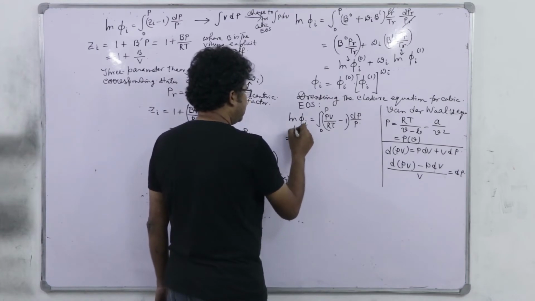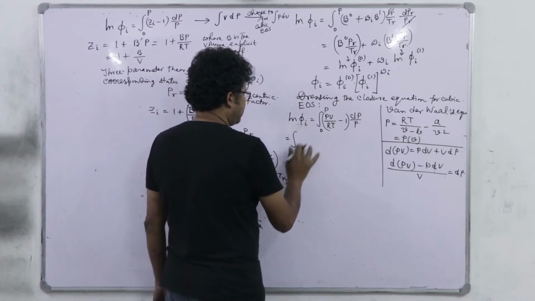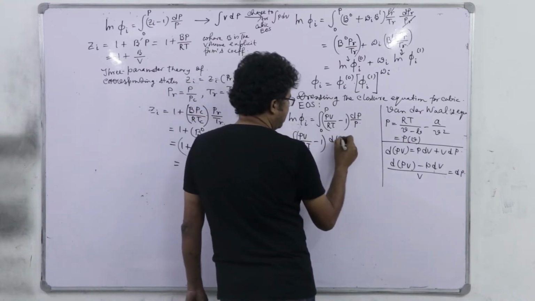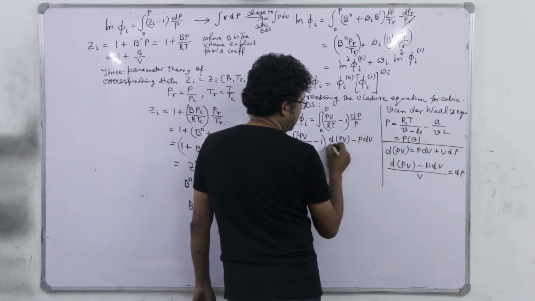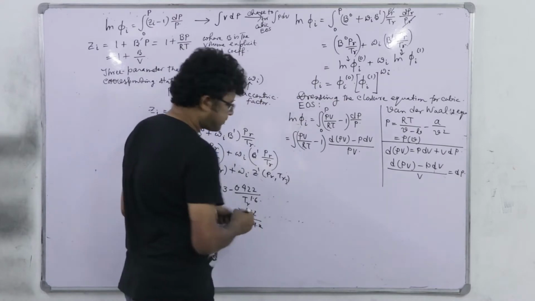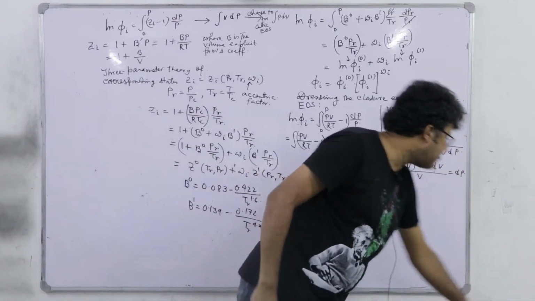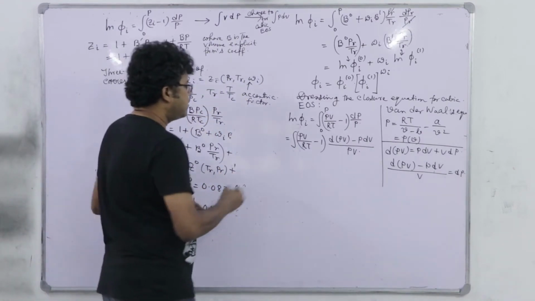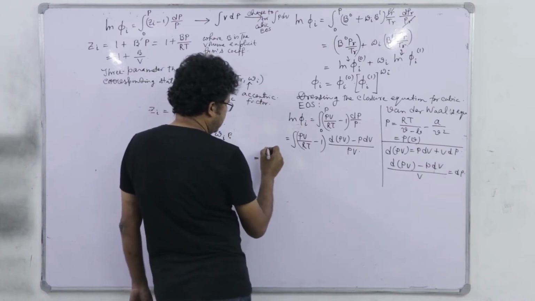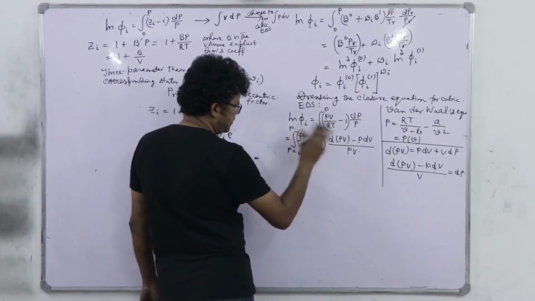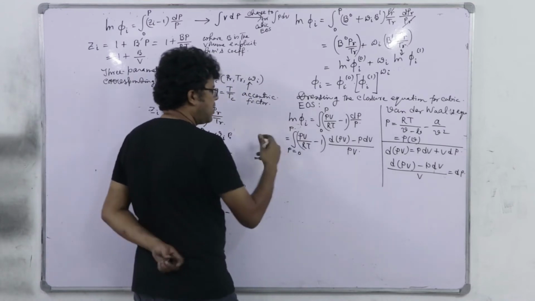So, if you do that from 0 to P, or let us not put the limit right now, PV by RT minus 1 d of PV minus PdV divided by PV. So, here, that pressure equal to 0 to pressure, this state. We will change it to volume as well, we will see it.